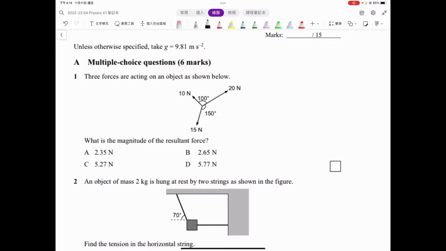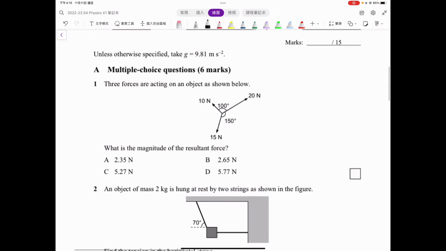Okay, so Form 4 students, let's see. In question number 1, we have 3 forces and the angles between them are as shown. Here you need to resolve the components that are perpendicular and parallel. At least choose one force. I would choose the 20 newtons as the reference, so you have to resolve the components in these two directions.